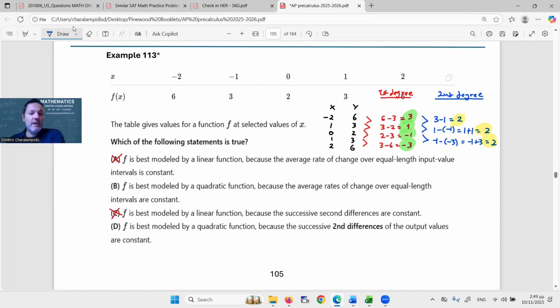The reasoning of B is a wrong one. It states that this happens because the average rates of change over equal length intervals are constant. No, that's not it. It's because the successive second differences are constant. That would be D. And that was all. Remember, always check whether the x inputs are of the same distances. If they are, start taking step by step the differences between the y values, and that would be all.